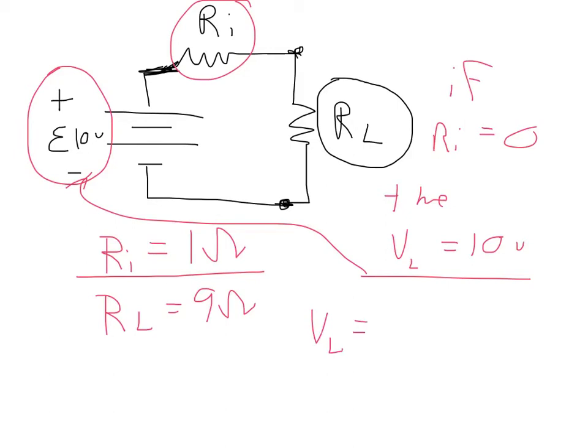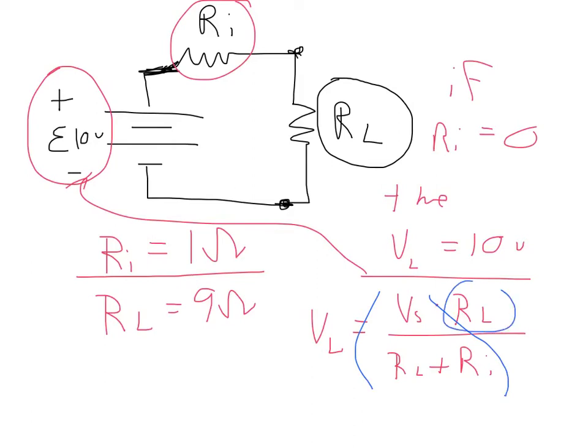The voltage across the load is going to be equal to the source voltage, which is 10 volts, times the resistance of the load divided by the resistance of the load plus the resistance of the internal resistor. And if you wonder where this equation came from, I gave it sometime last week. We tended to find the current through this circuit, which would have been this term right here, and then multiplied that by the load resistor. So this here is like your I. So this is just Ohm's law, V equals I times R.